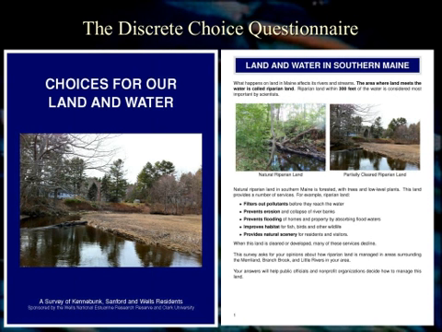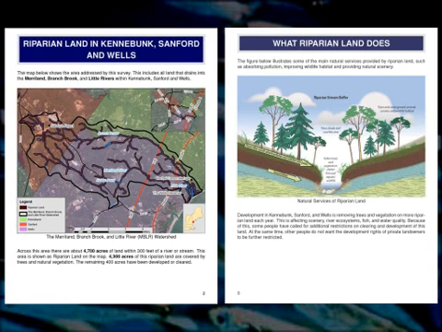Right? So we start out with a page that explains to people what riparian land is and why people care about it, what it does, what ecosystem services it provides. We then go on to show them the area we're talking about. This is a map of the watershed, the Maryland, Branch Brook, and Little River, and those little brown areas are the rivers, and this is the exact riparian land that we're talking about. So we show them exactly where we're talking about making the changes.